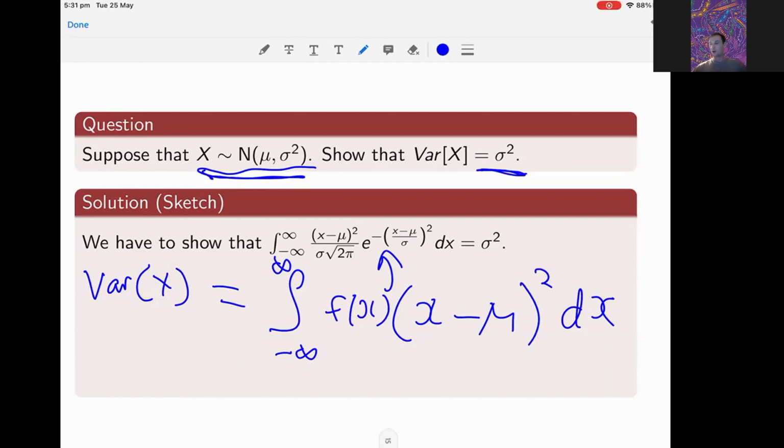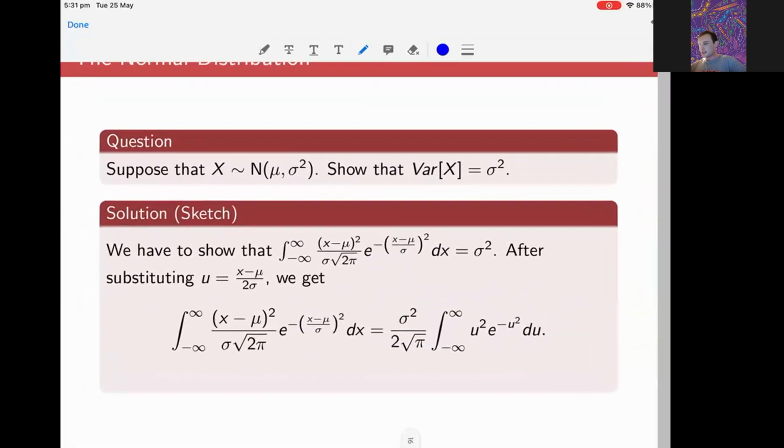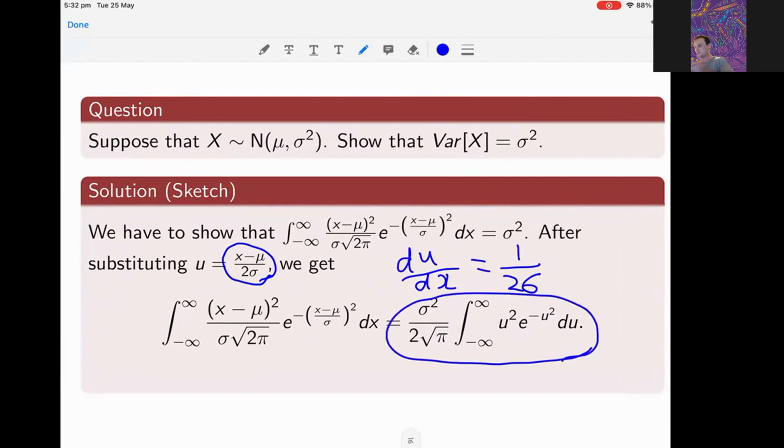All right, what goes on now? A few tricky steps. The first is your usual substitution. I want to introduce a new variable so that the resulting integral essentially doesn't depend on any parameters. So if I set u equals (x minus mu) on 2 sigma, then du/dx equals 1 on 2 sigma, and I end up with this particular integral there.